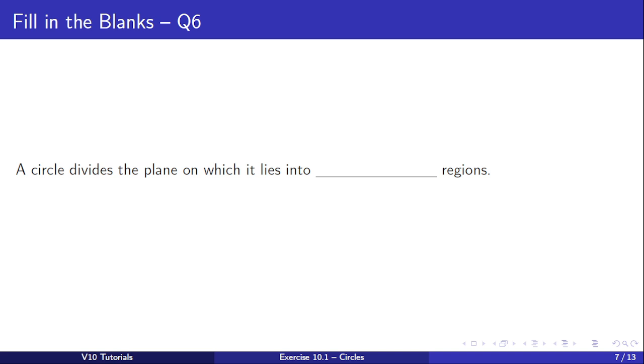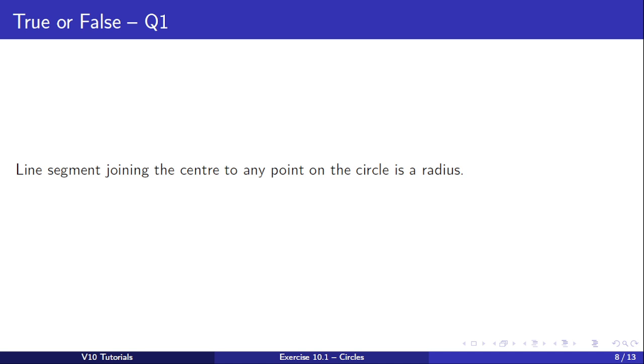Question number 6. A circle divides a plane on which it lies into dash regions. So it divides it into 3 regions: interior, the circle, and the exterior. So answer for this is 3 regions. Right? Now moving on to question number 2, that is true or false. Under that, question number 1.